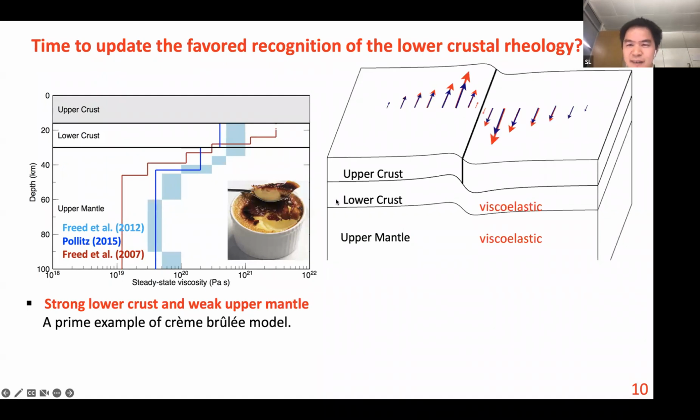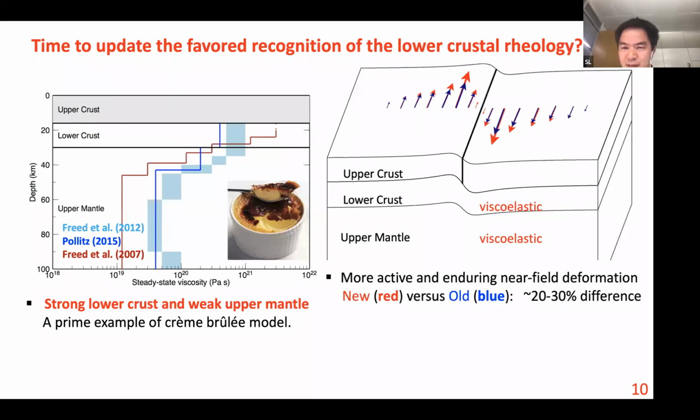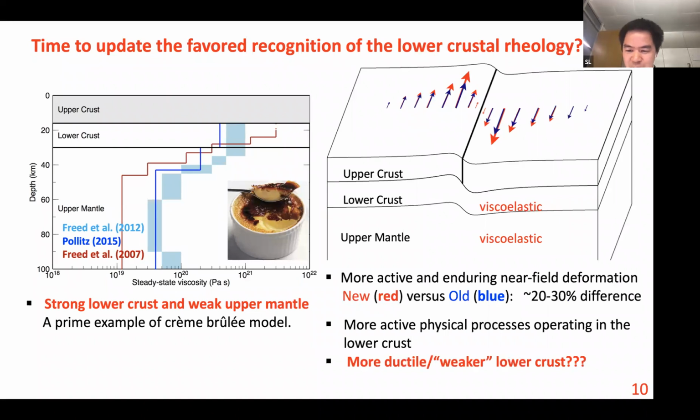And now we found that the near field postseismic deformation is more active and enduring than that determined in previous studies. Look at the red and the blue curves. Red is the new one. That means the physical processes operating in the lower crust are more active than thought in previous studies, and that suggests the lower crust might be more ductile, or even that the lower crust is weaker than that determined in previous studies.